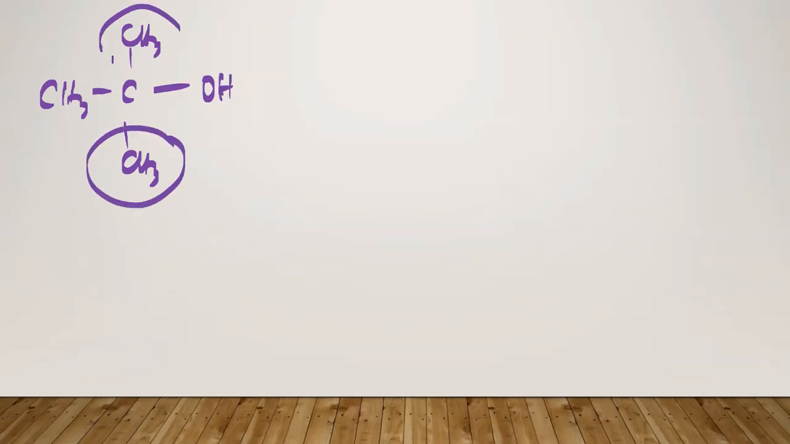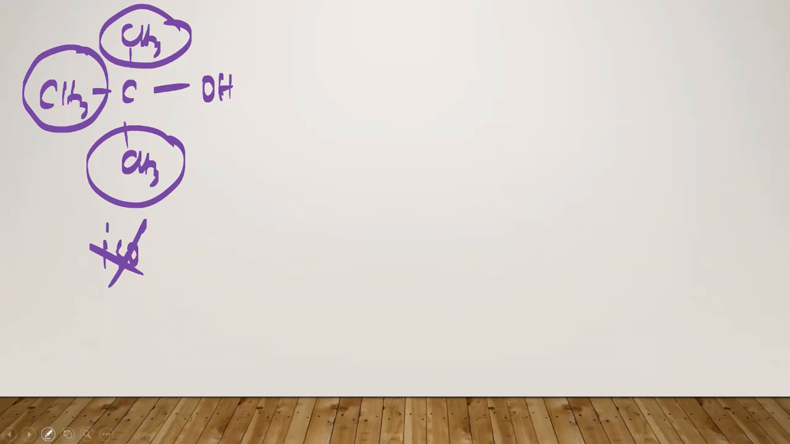Have a look here. CH3, CH3, CH3, and then you have OH. Now, my dear friends, in this case, you have 1, 2, and 3 CH3 groups. Iso is used only when you have 2 CH3 groups. But here we have 3 CH3 groups. So here also we can't use the word iso because 3 CH3 groups are here.